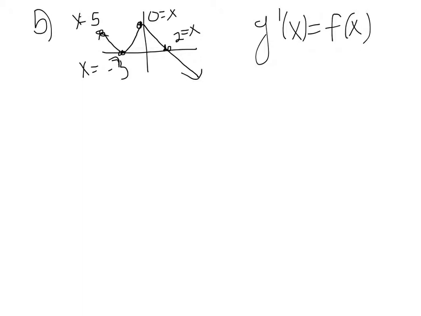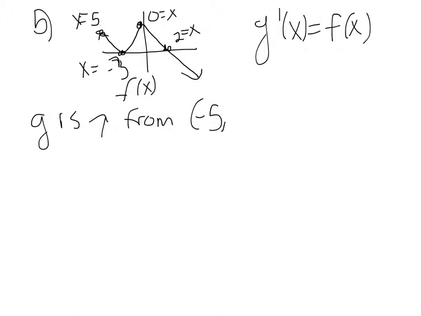So what I need to do is look for when, so this graph, this is f. That means that this is the derivative of g I'm looking at. So I know that g is increasing when the derivative is positive. So g is increasing from -5 to -3, -3 to 2. Now I need to know, when is it concave down?